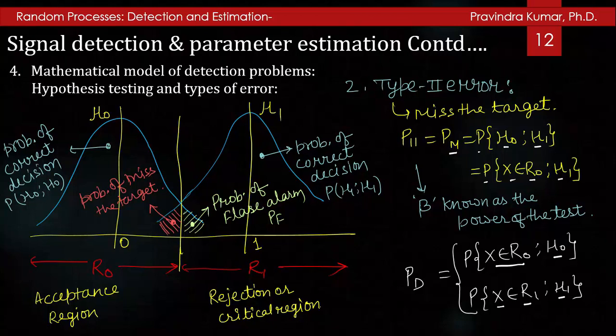The only way to reduce both types of error simultaneously is to increase the sample size. The size of the critical region and the probability of type I error can always be reduced by adjusting the critical values. The cost of failing to detect the target cannot be easily determined. In general, we set the acceptable value of the probability of false alarm and seek a decision test that maximizes the detection probability, or equivalently minimizes the probability of missing the target.